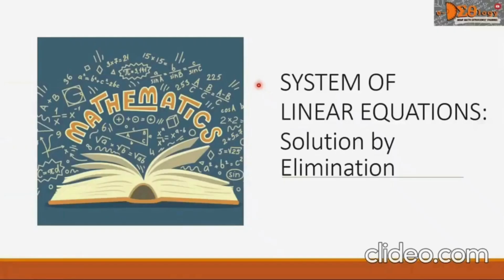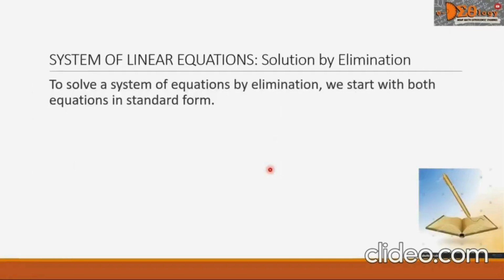Today we're going to study system of linear equations, and we're going to solve this by elimination. To solve a system of equations by elimination, we start with both equations in standard form, meaning the x and y variables are on the left side and constant on the right side. And there will be two equations. And this is the standard form of a system of linear equations.